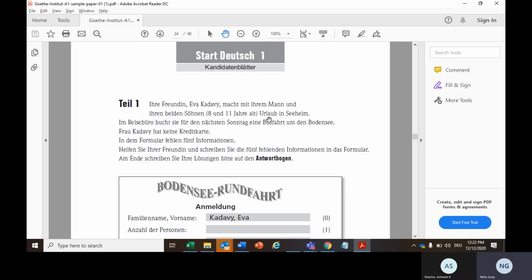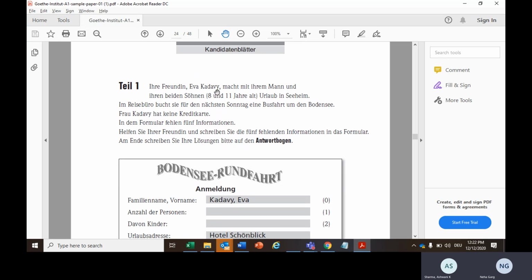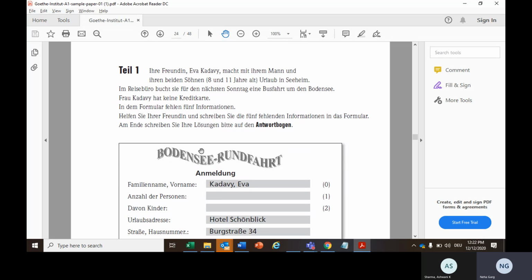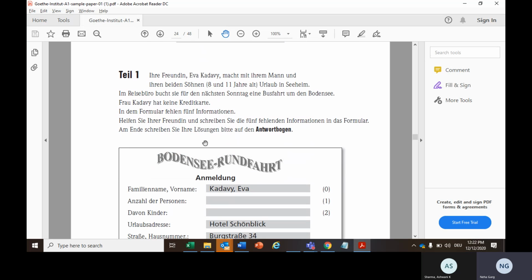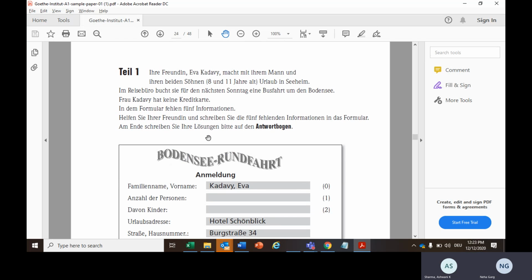Okay. Now this is the Schreiben part. I am going through this A1 sample paper just for practice so that you know. That's how it's going to be for B1. We'll practice all the sample papers I have. Now, this is for A1. Okay.